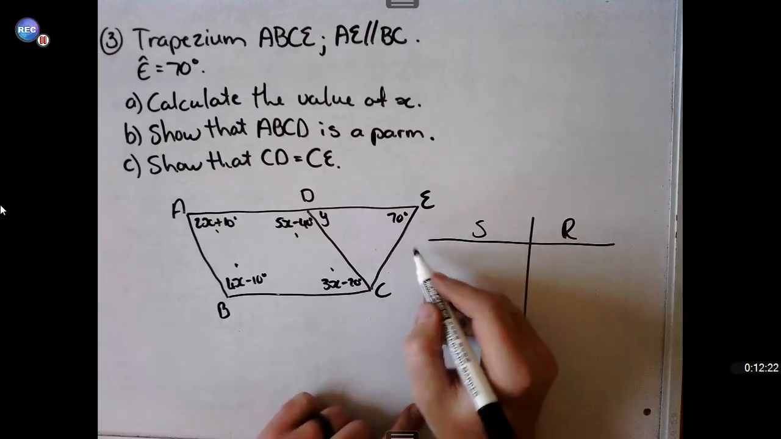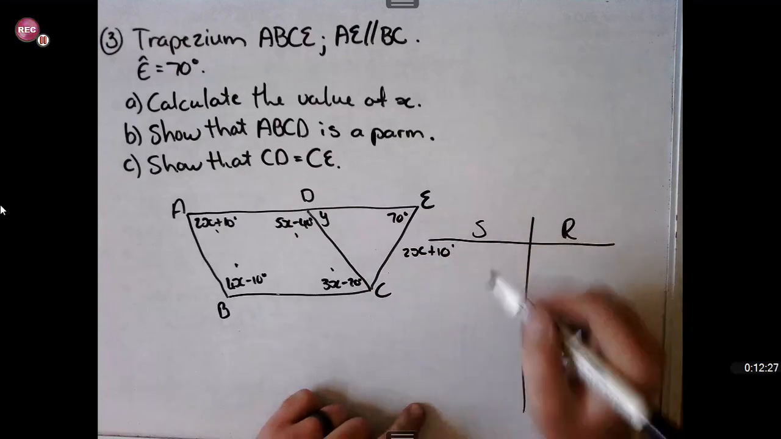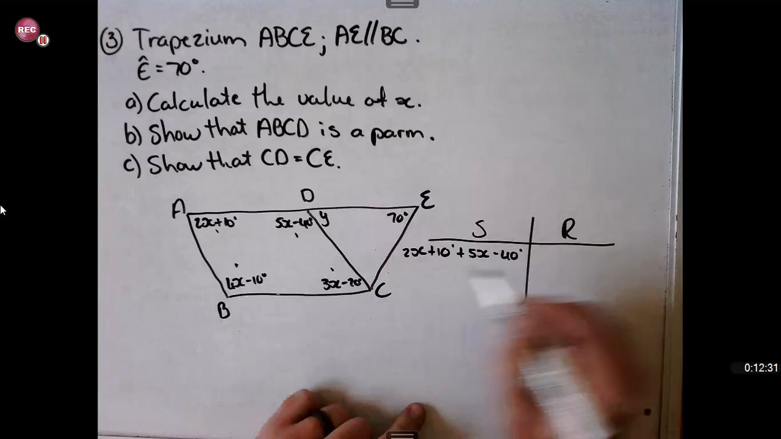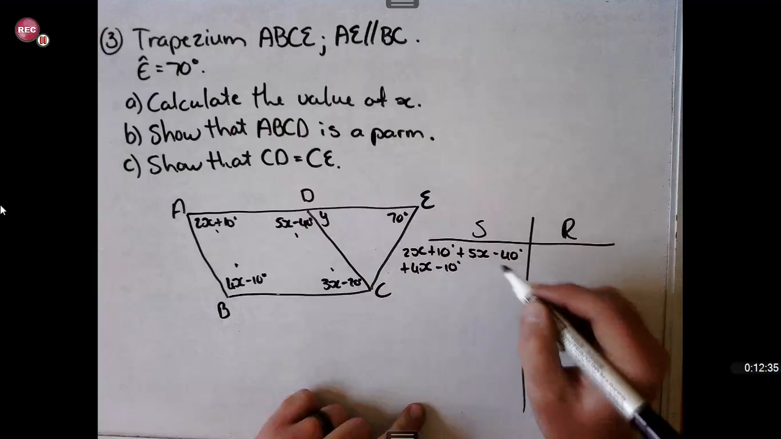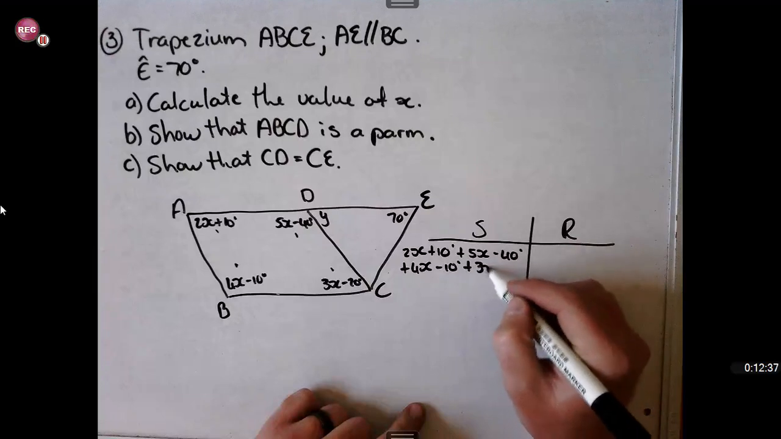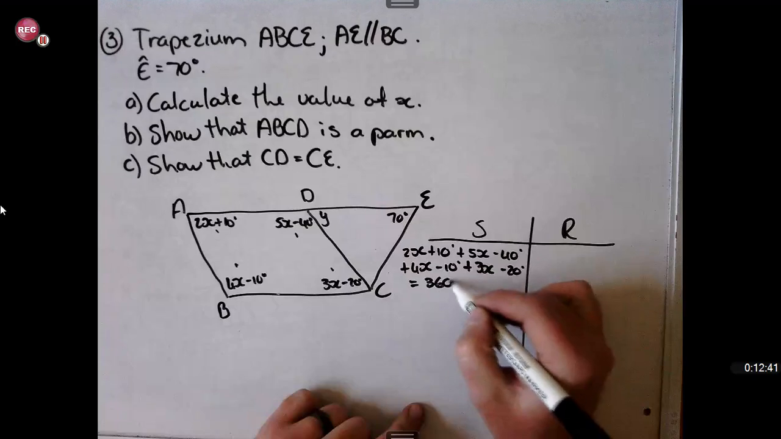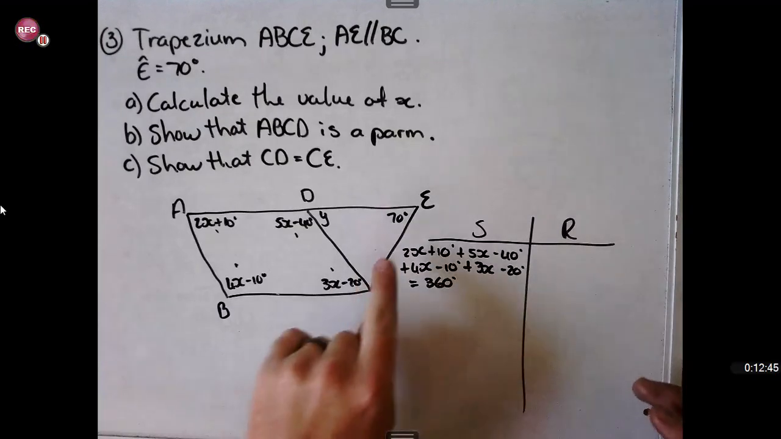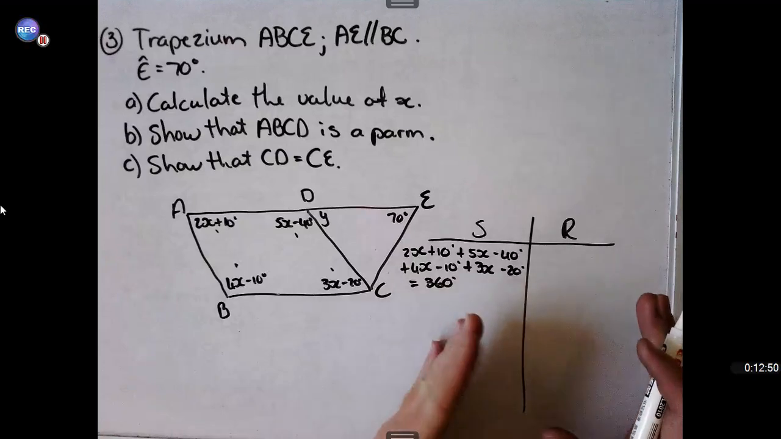So we're going to say 2x plus 10 degrees, plus 5x minus 40 degrees, plus 4x minus 10 degrees, plus 3x minus 20 degrees, and that's all equal to 360. If it confuses you, I do apologize. It runs from left to right. It's because I've got limited space on my board.